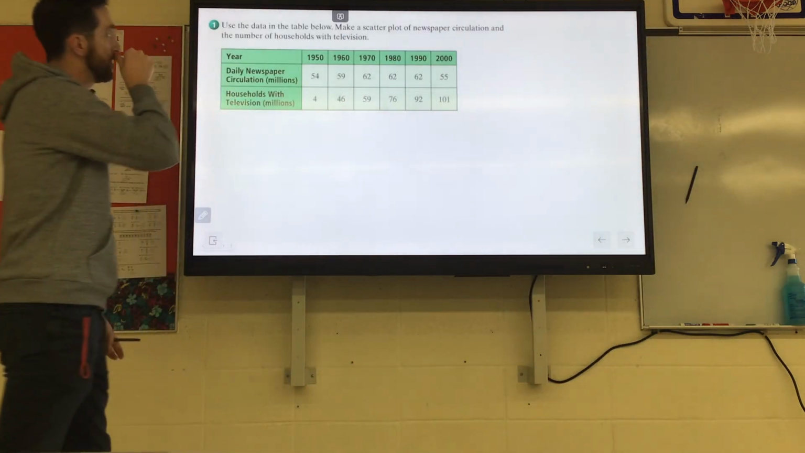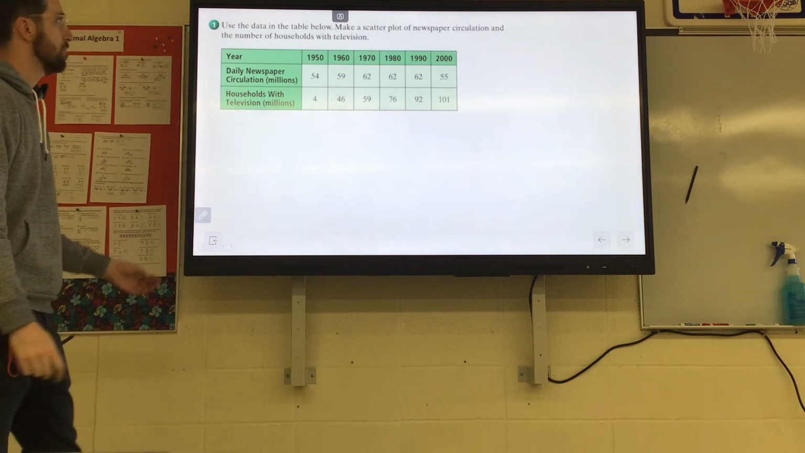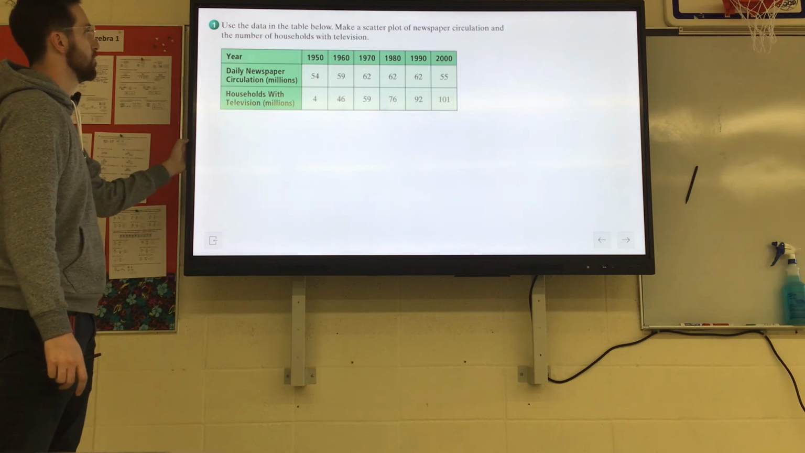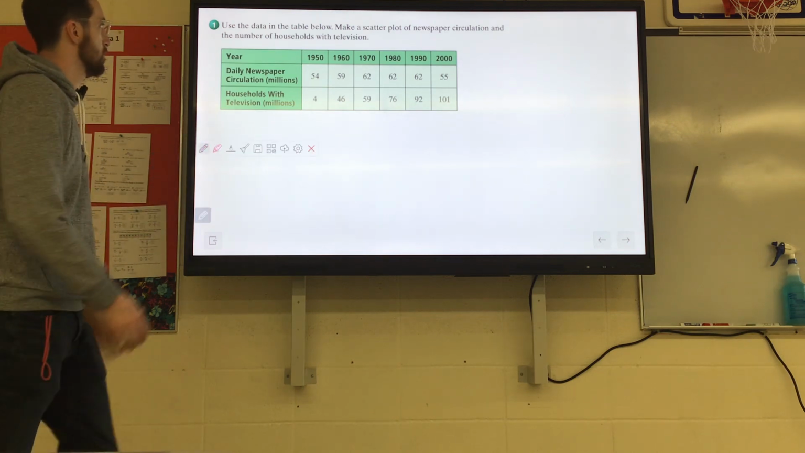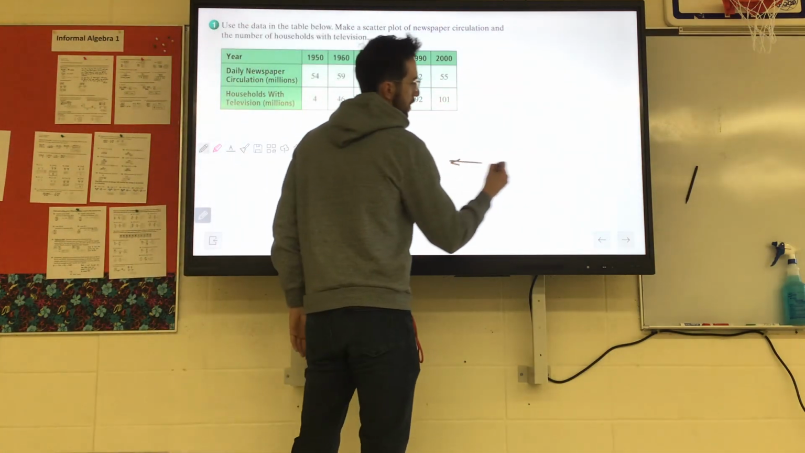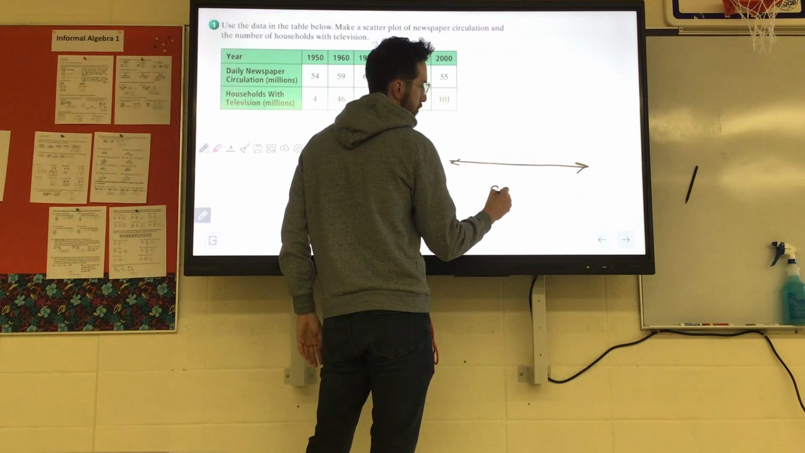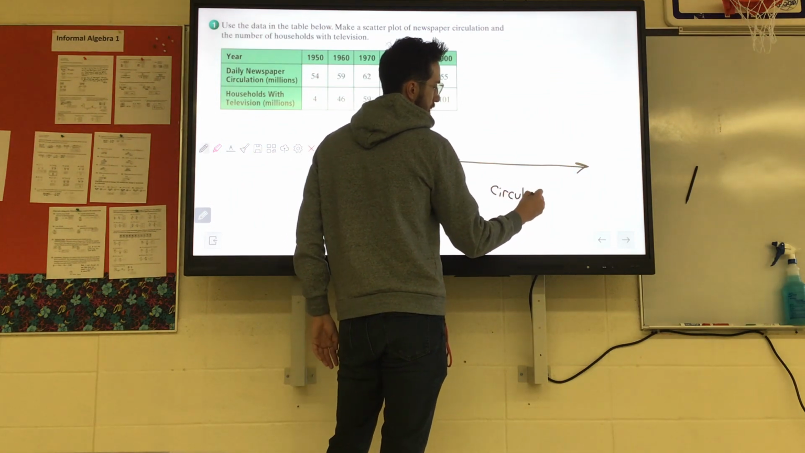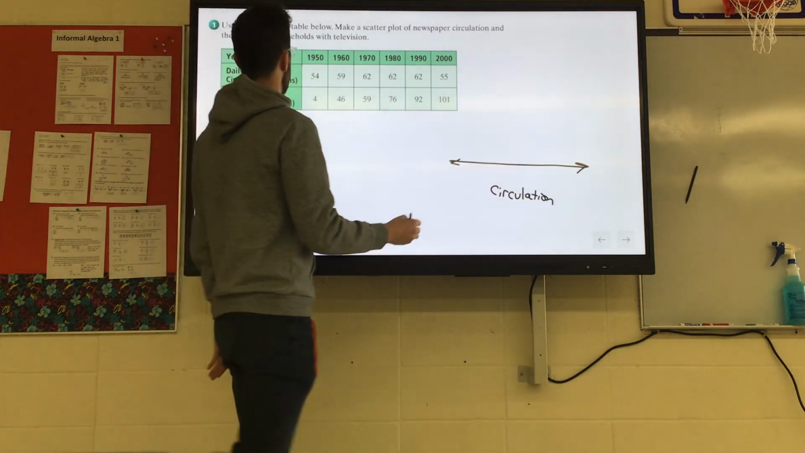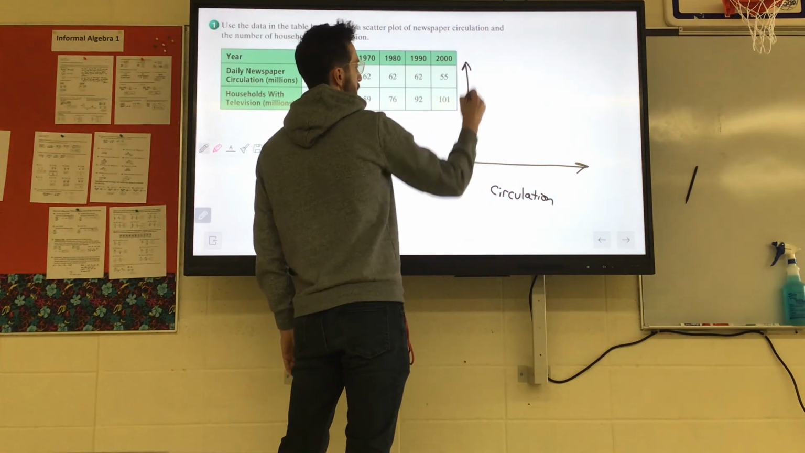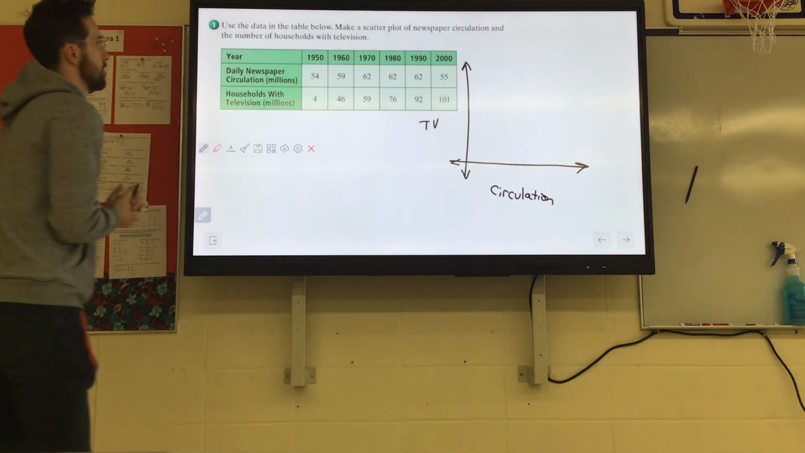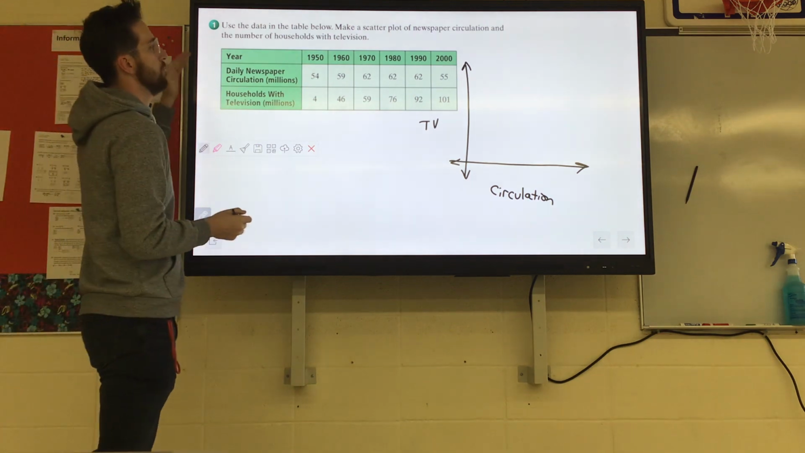So let's try another one. What else do we have here? Use the data in the table below. Make a scatter plot of newspaper circulation and the number of households with TV. The first thing they gave us was the circulation, so we're going to use that as our X. And then the TV households will be our Y.